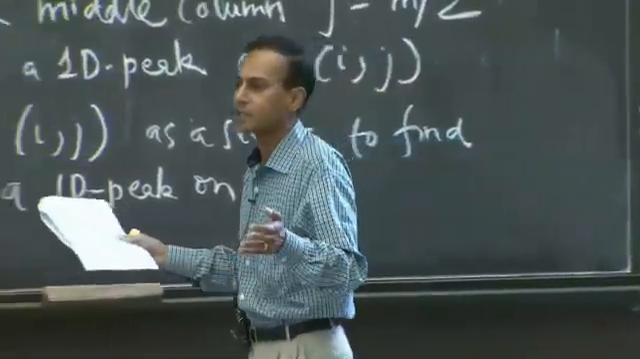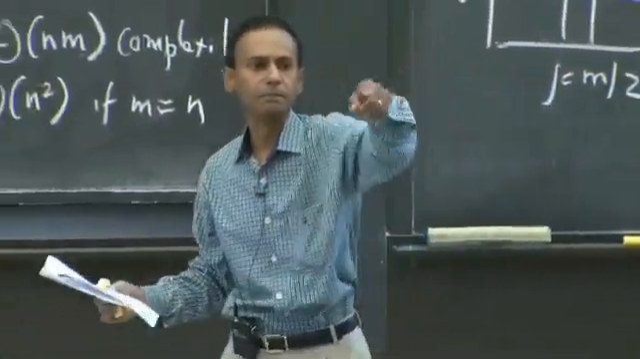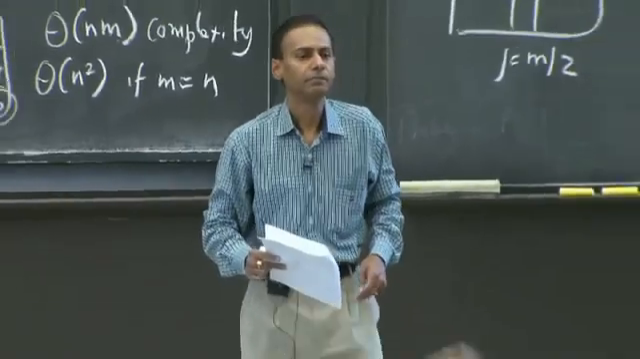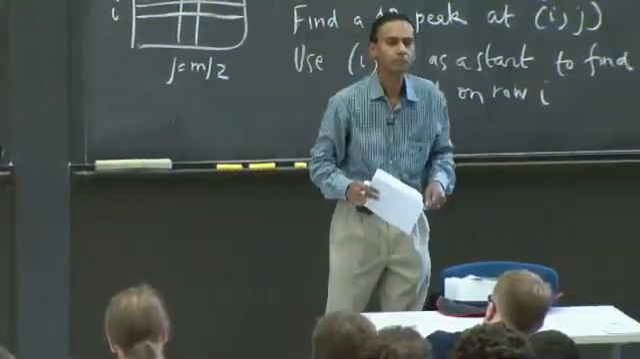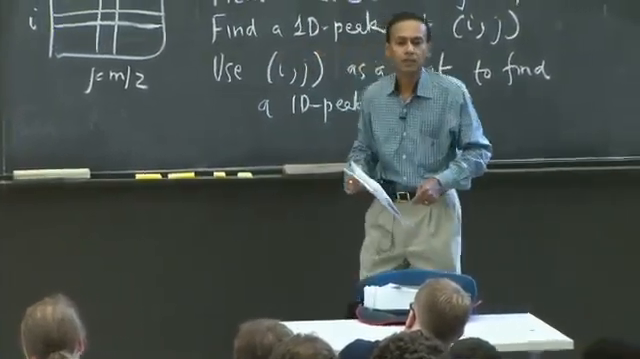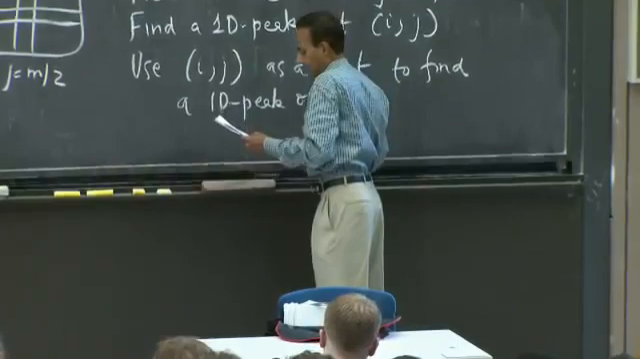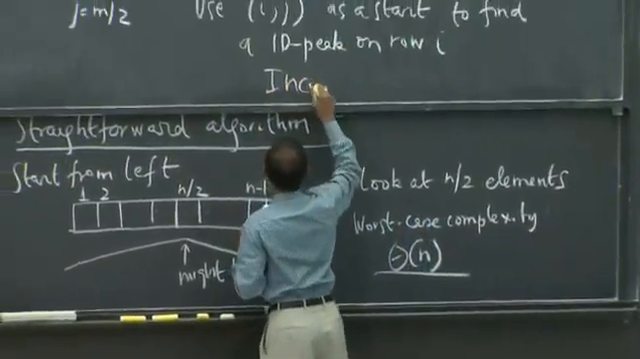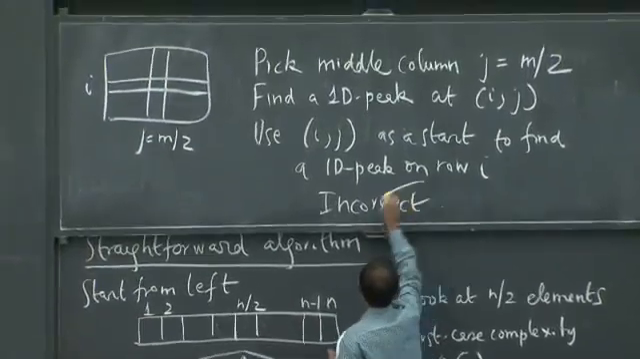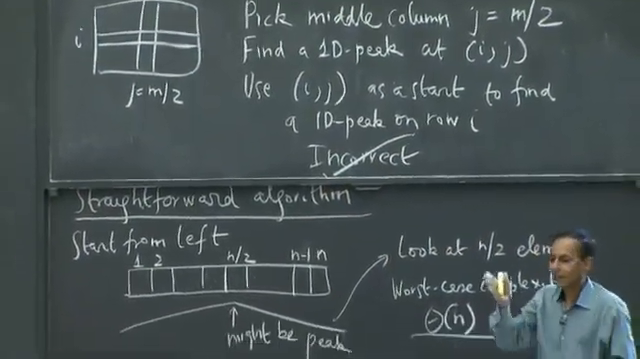No. Can someone tell me why I'm not done precisely? Yep. Because when you do the second part to find the peak in row i, you might not get a peak in the column anymore. It might not be a peak on the column anymore. That's exactly correct. So this algorithm is incorrect. It doesn't work. It's efficient but incorrect. You want to be correct.